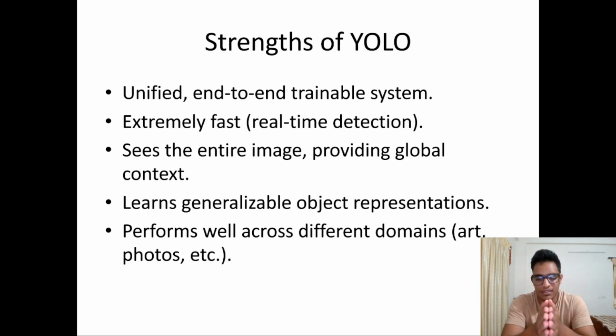How this works is that YOLO uses the entire image, so it provides global context, rather than how we see in R-CNN, where it takes different parts of the images and gives very localized context. And YOLO learns generalizable object representations.